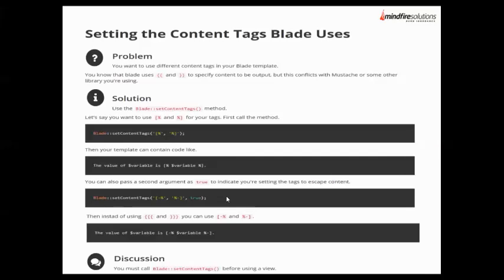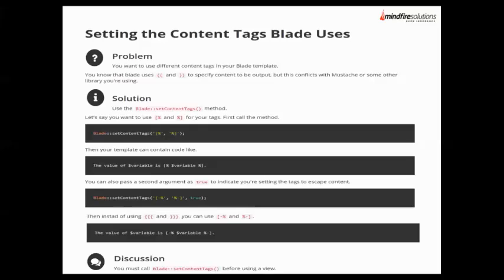Then setting the content tag of Blade uses. Normally, Blade templates use double curly braces to tell that it is Blade template styling, so if you want to print or echo something, you need to use double curly braces. But the problem is that you may also be using a JavaScript template. There are Mustache and Handlebars templates, and those templates also use double curly braces for printing data. So in a page, if you have a Blade template and also a JavaScript template, they will conflict and the code will be confused.